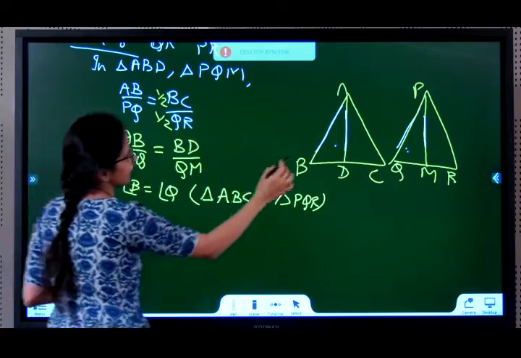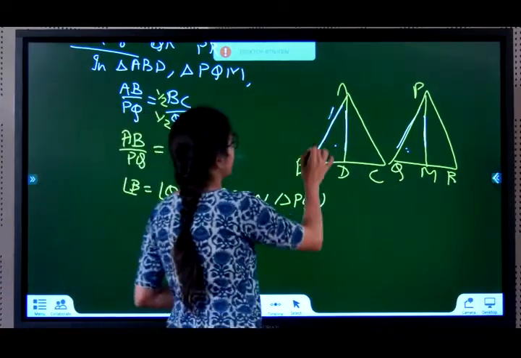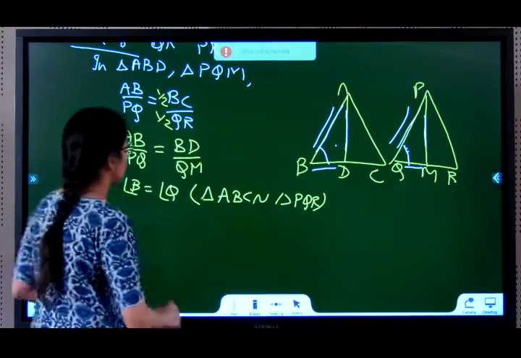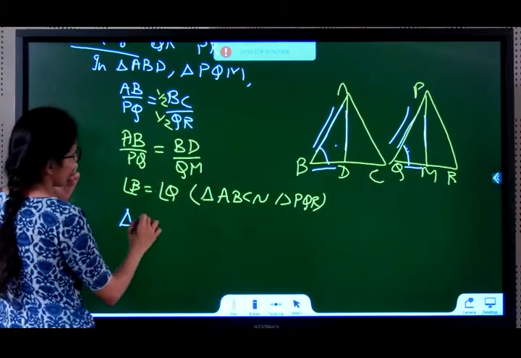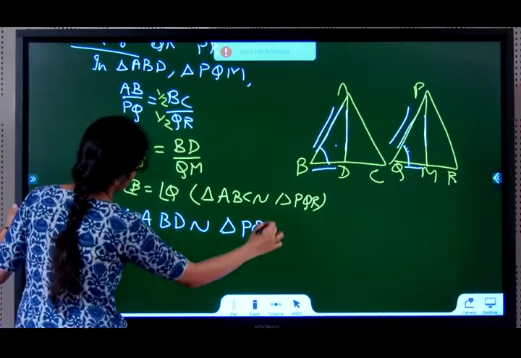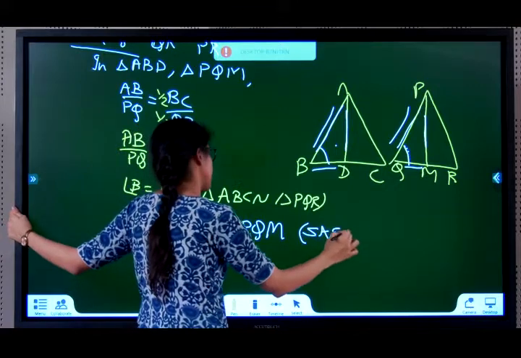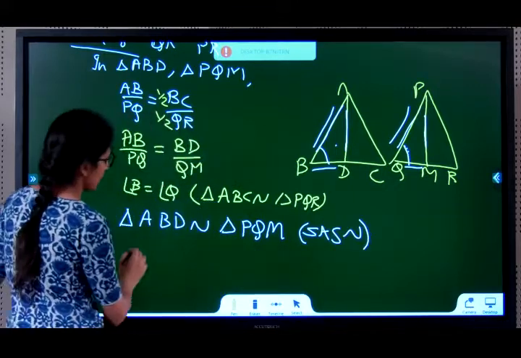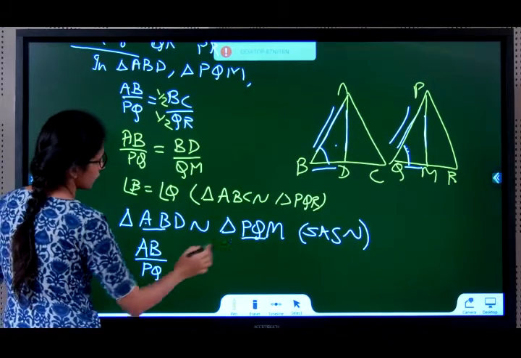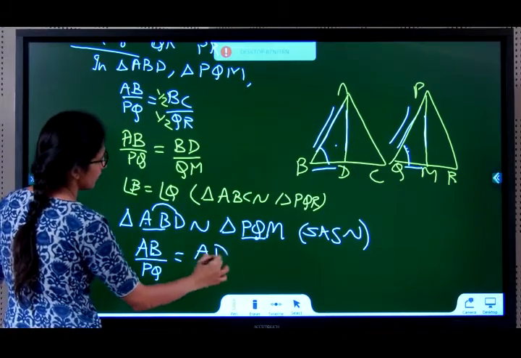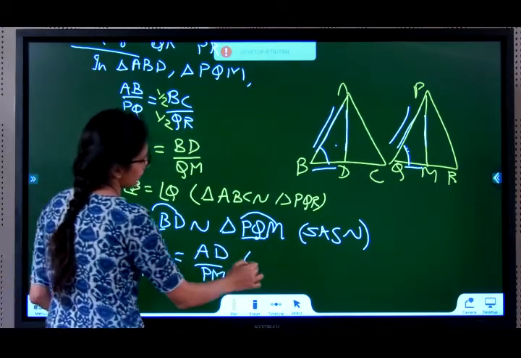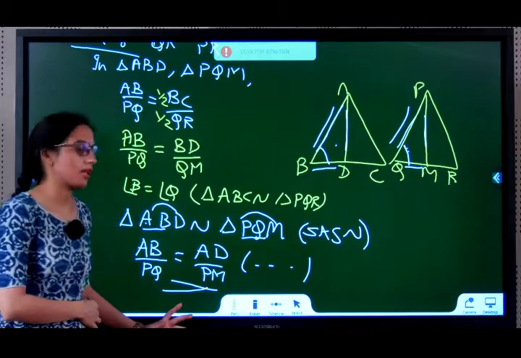So this is SAS. So we have AB by PQ, BD by QM, and we have angle B equals angle Q. So can I use SAS? Yes. Triangle ABD is similar to triangle PQM by SAS similarity criteria. In the question, they have asked you to prove AB by PQ is equal to AD by PM. How? Corresponding sides of similar triangles are proportional, hence proved.